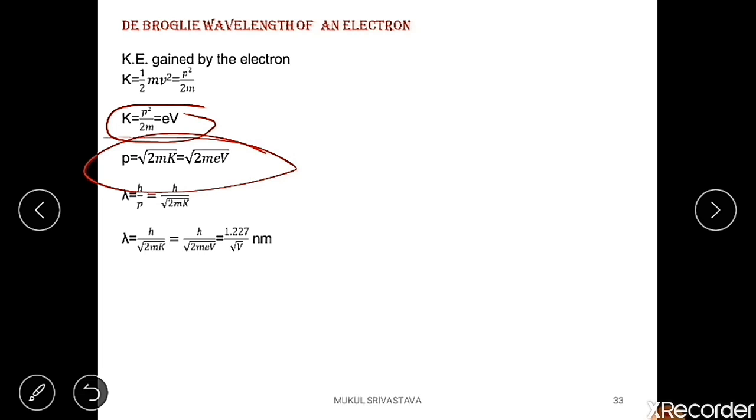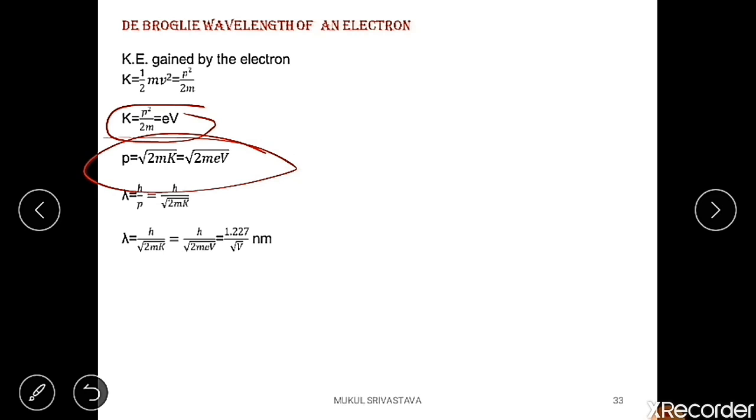Now if you put the value of this Planck constant h, m representing the mass of electron, e representing the charge on one electron, and V is the potential difference again. So we have the values of h, m and e. Putting them in this equation h upon under root 2mEV, we get a new relation, that is 1.227 upon under root V nanometer. nm will represent the nanometer, that is 1 nanometer equals 10 to the power minus 9 meter.